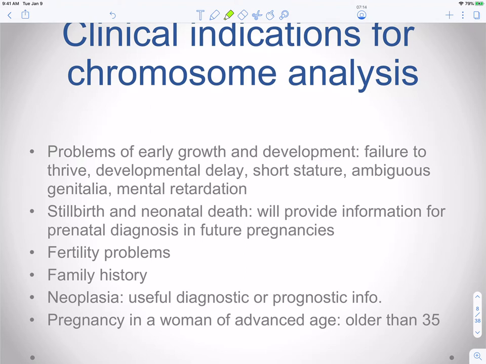Other reasons to analyze chromosomes are if you have a patient who has a baby, but the baby is born dead, so stillbirth, or a neonatal death. This will provide information to the couple about whether this was a spontaneous occurrence or whether future pregnancies will actually be effective. Other things are whether a person or a couple is having fertility problems, and oftentimes this can have a genetic influence, as well as family history can show potential consanguinity, potential recessive traits being fed through your family tree, etc. For neoplasia, it can also be useful for diagnosis, and chromosome analysis is typically done when you have a mother of advanced age, commonly performed just to determine if there are any abnormalities with the fetus's chromosomes.